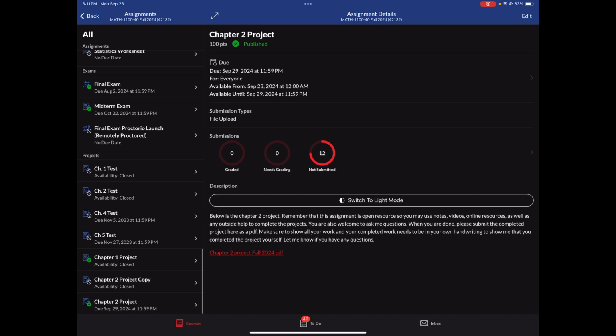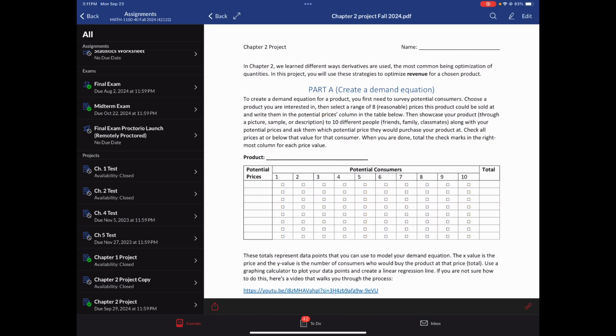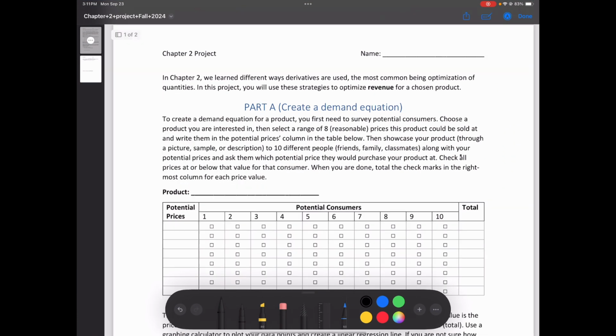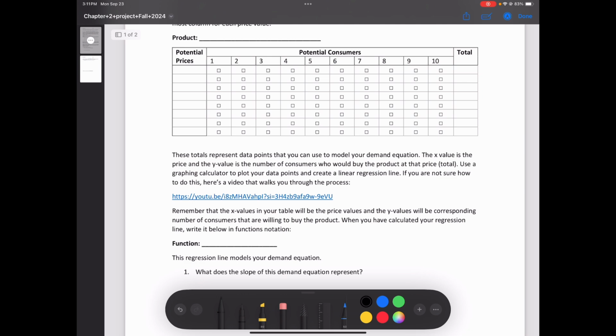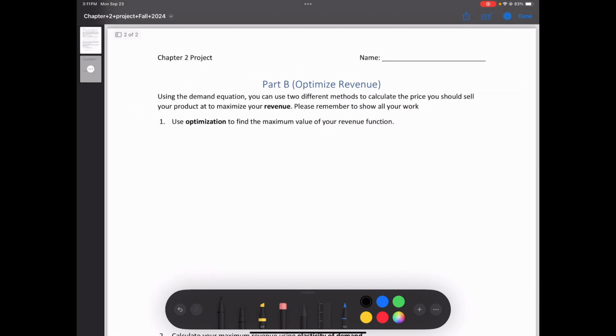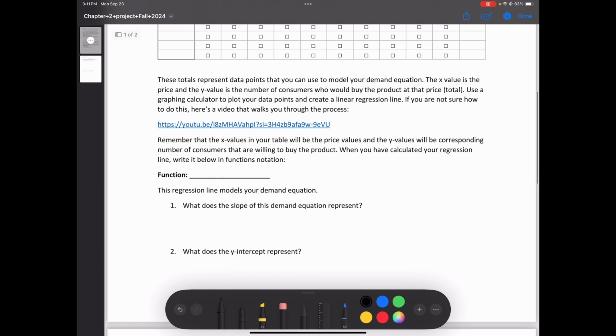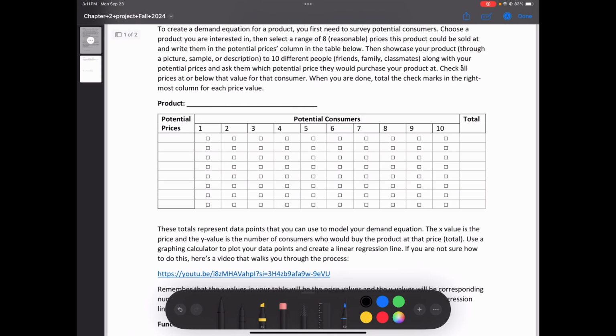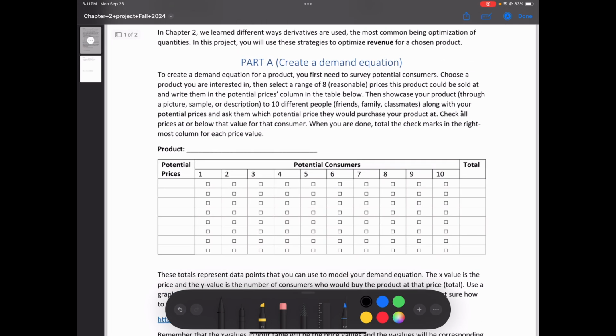So if we pull up this Chapter 2 project, let's talk about what's going on here. Where this relates to Chapter 2 is, bottom line, we're going to be optimizing our revenue. But I wanted you to be able to come up with a demand equation instead of just me giving you one. So that's what all of Part A is: you surveying people for a specific product and being able to come up with a demand equation.